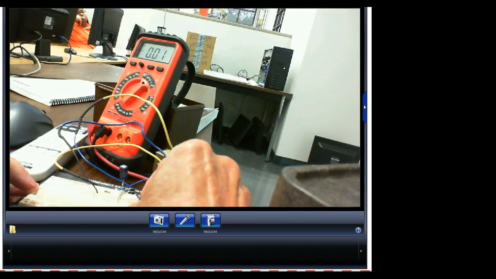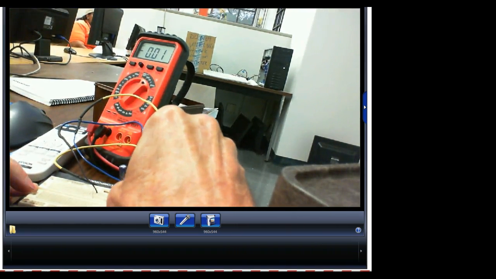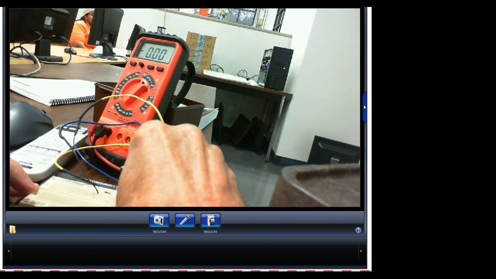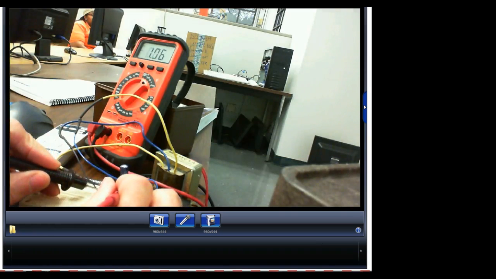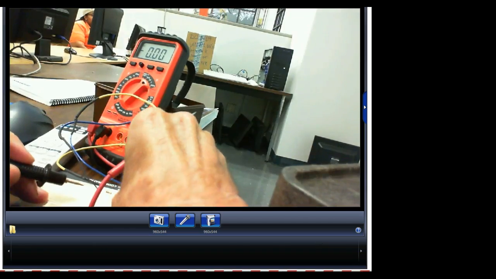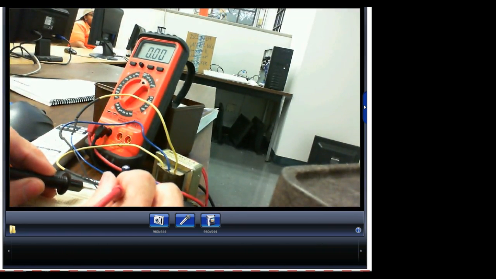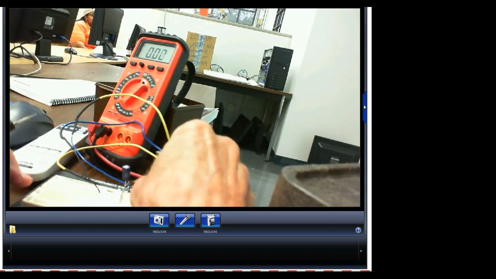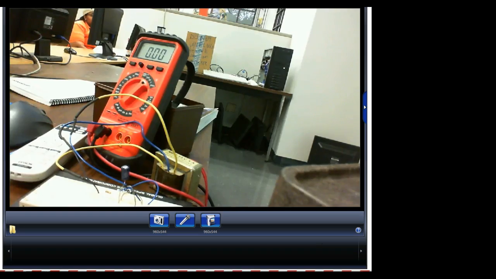So here's the diode open. Here's the diode open. And what is it? Wait a minute, it's not open. Here the diode's open. And it measures what? 0. And I don't have a piece of wire to short it. Yes, I did.